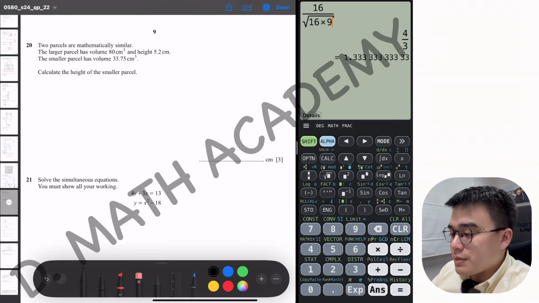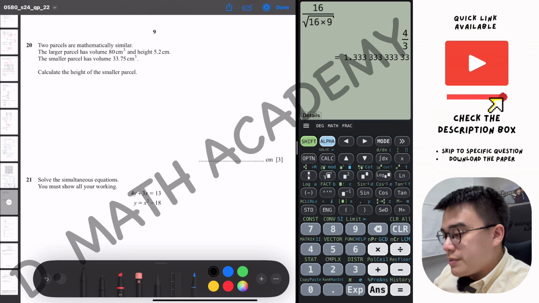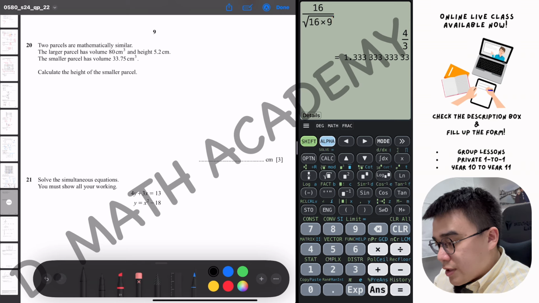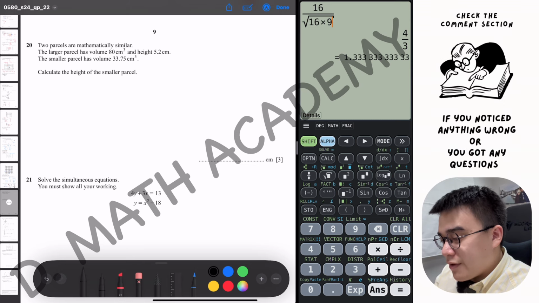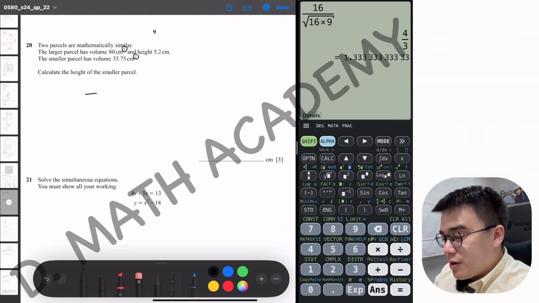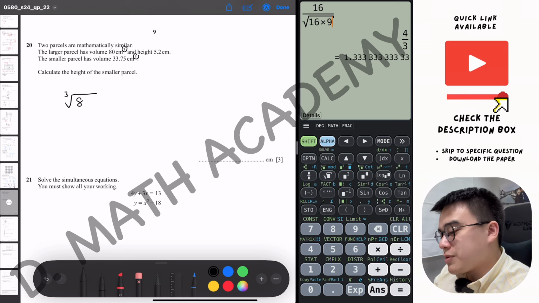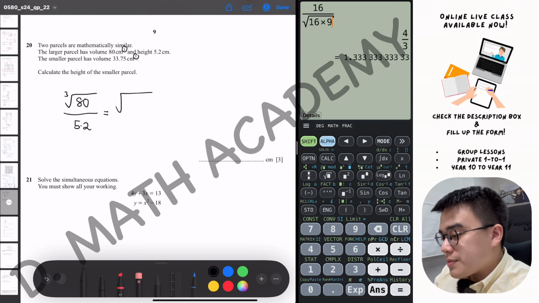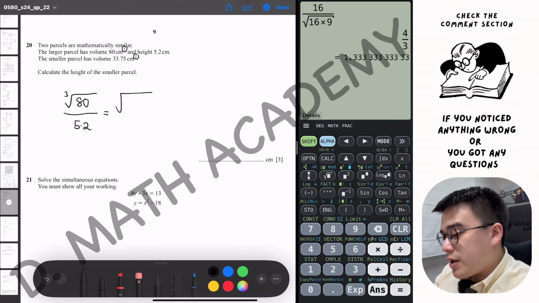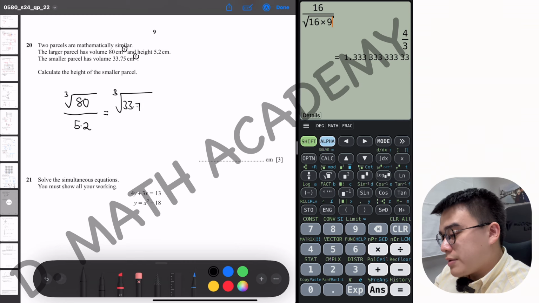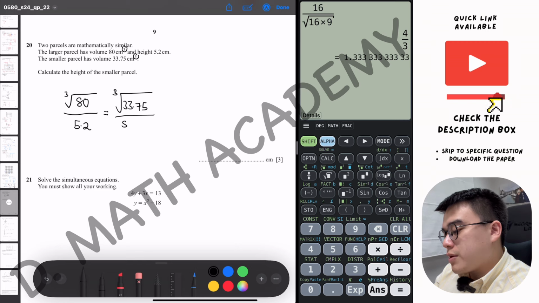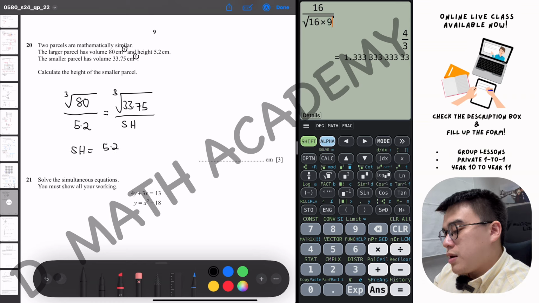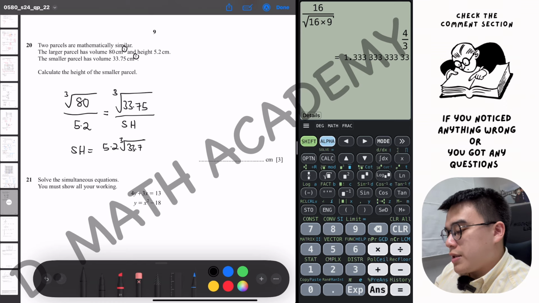Next question, question 20 here. Two parcels are mathematically similar. The larger one has a volume in centimeters cubed and a height of 5.2, asking you for the height. So because of the cube, I'm going to use the comparison method, my favorite. I'm going to put the small one on one side, the large one on the other side. The smaller one is 3.75, and this is the small height. So to find the small height, what I'm going to do is have 5.2 times this while dividing it by 80 at the same time.